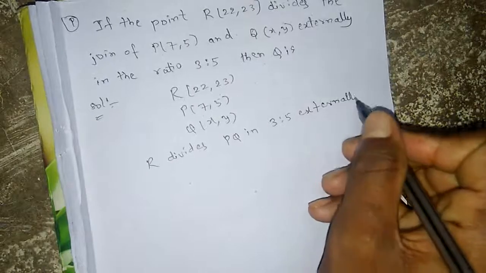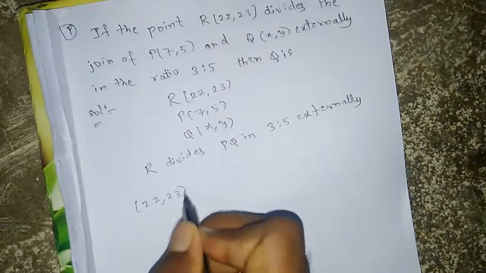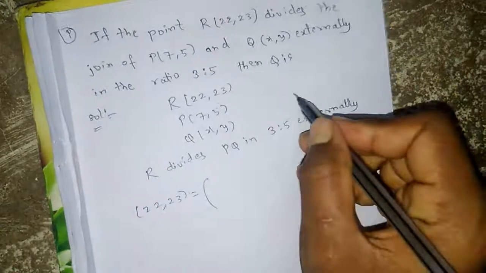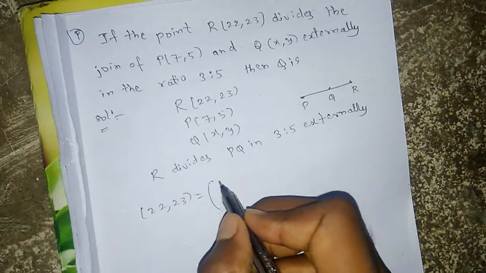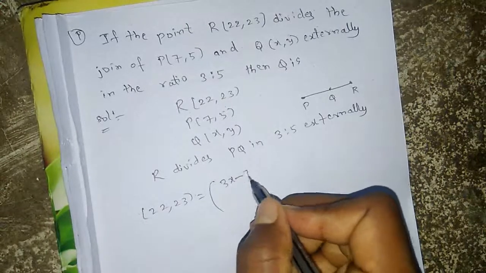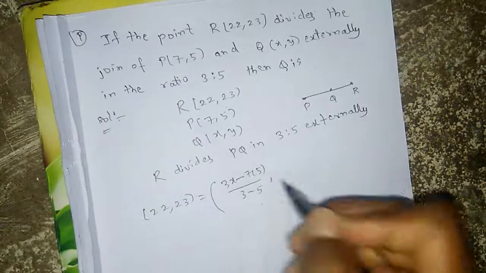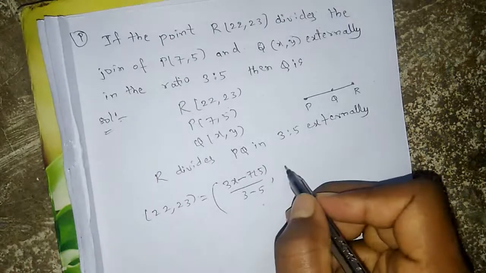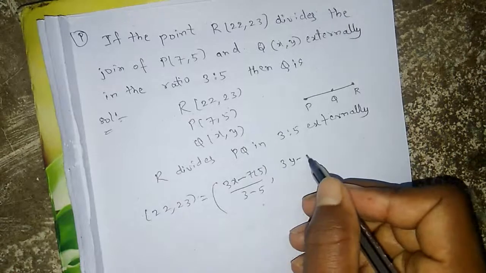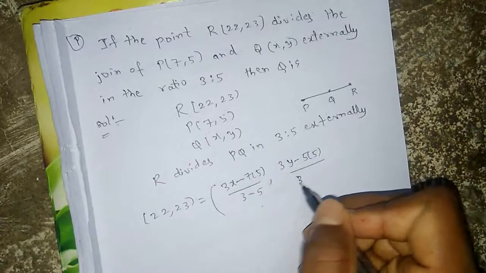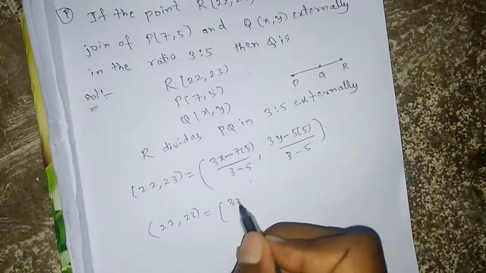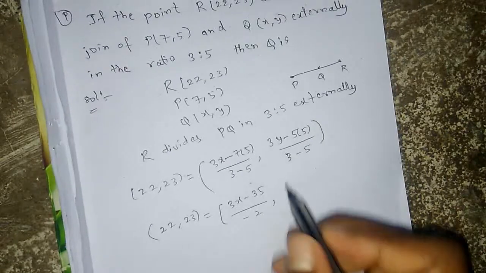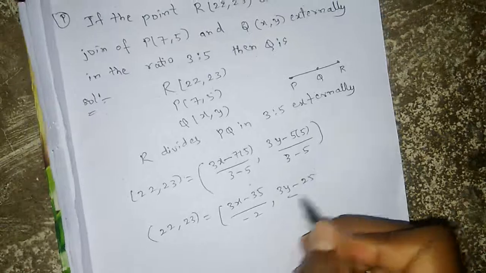So apply the external formula. So this is P, this is Q, this is R. Ratio is 3:5, implies (3 into x minus 7 into 5) by 3 minus 5. Apply the formula, (mx2 minus nx1) by (m minus n), (my2 minus ny1) by (m minus n). It is (22, 23) is equal to, this is (3x minus 35) by minus 2, (3y minus 25) by minus 2.